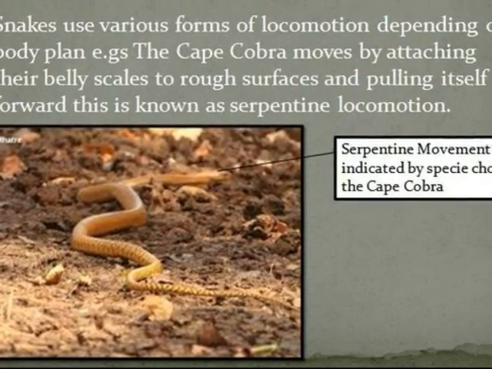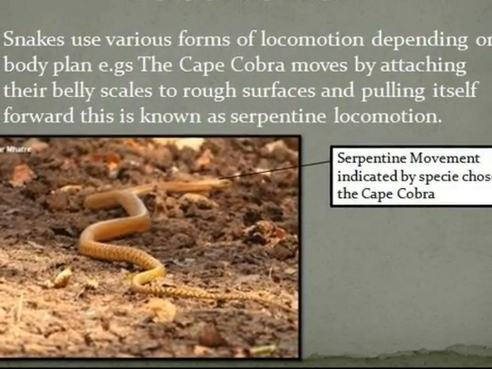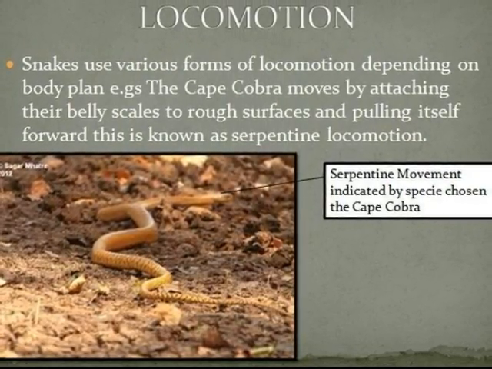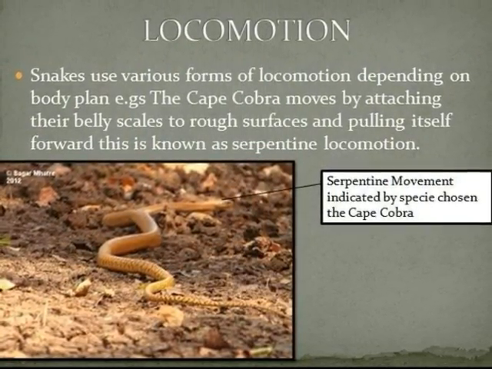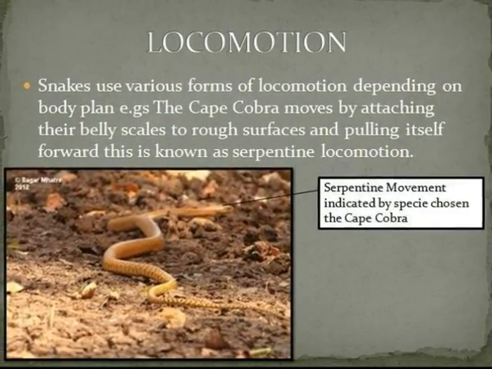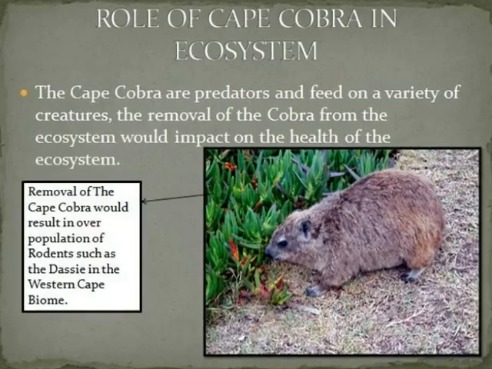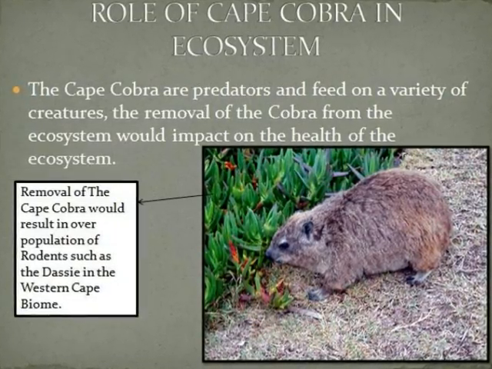Snake locomotion. Snakes use various forms of locomotion depending on their body plan. E.g. the Cape cobra moves by attaching its belly scales to rough surfaces and pulling itself forward. This is known as serpentine locomotion, indicated in the diagram below. Role of the Cape cobra in the ecosystem. The Cape cobra is a predator and feeds on a variety of creatures.